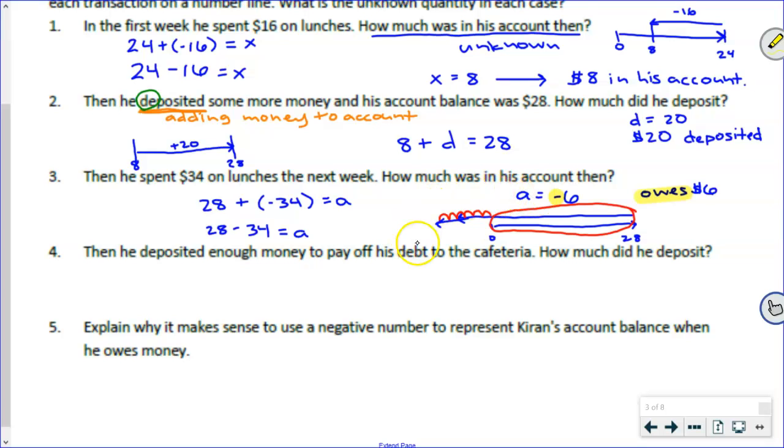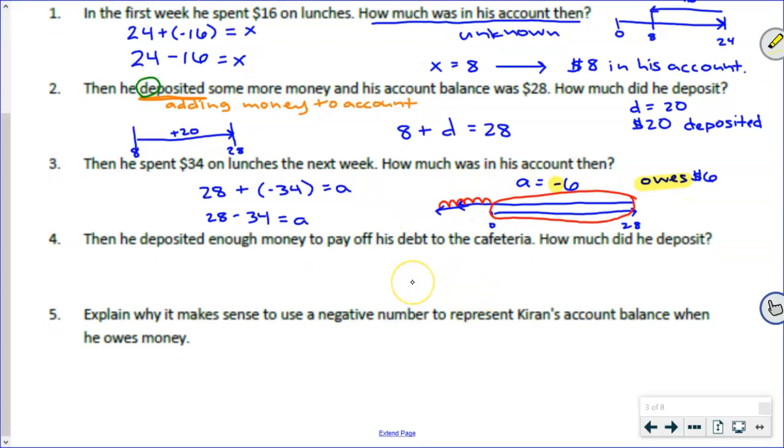Then he deposited enough money to pay off his debt to the cafeteria. So how much did he deposit? That equation is going to look like this. He is in debt $6. He's depositing a certain amount. Let's maybe use the variable B this time. And now he's just paying off his debt, so the end result is going to be 0. What would that have to be equal to? A positive 6, yeah, positive 6. Or in other words, he deposits $6.